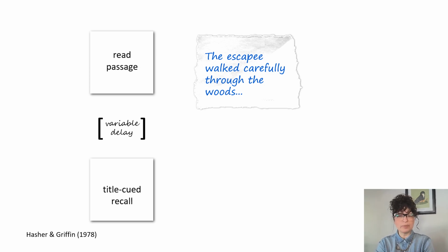Those details were coded by the experimenters, so idea units were identified. Each individual idea unit was identified, followed by coding of whether or not that idea unit was accurate, an error, or whether it represented an intrusion. An intrusion is an error that reflects the title that was given. So "the escapee walked carefully through the woods" would be an intrusion because no escapee was ever mentioned, and that error is based on the title.